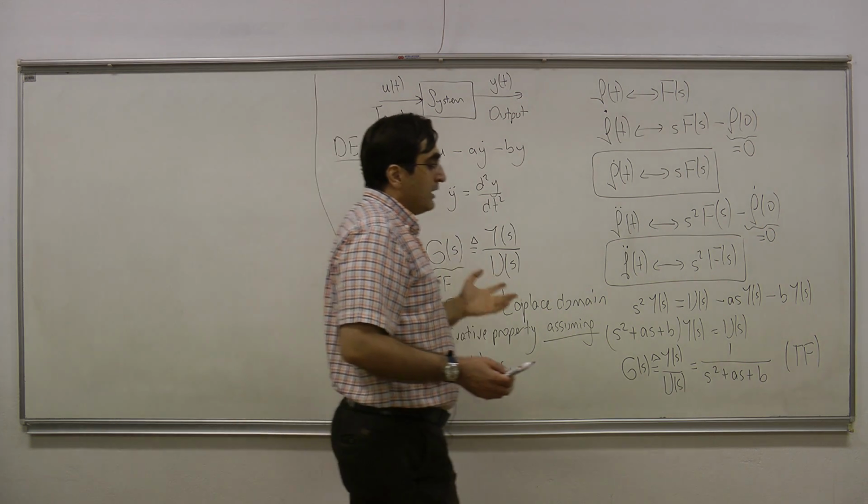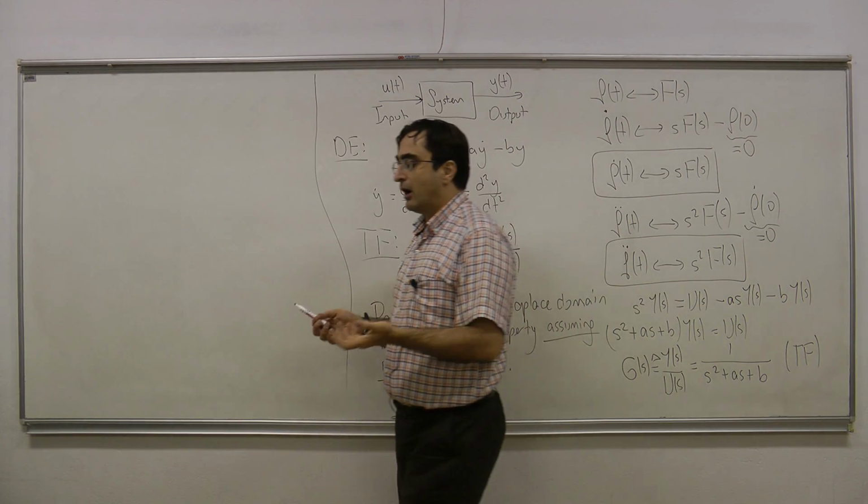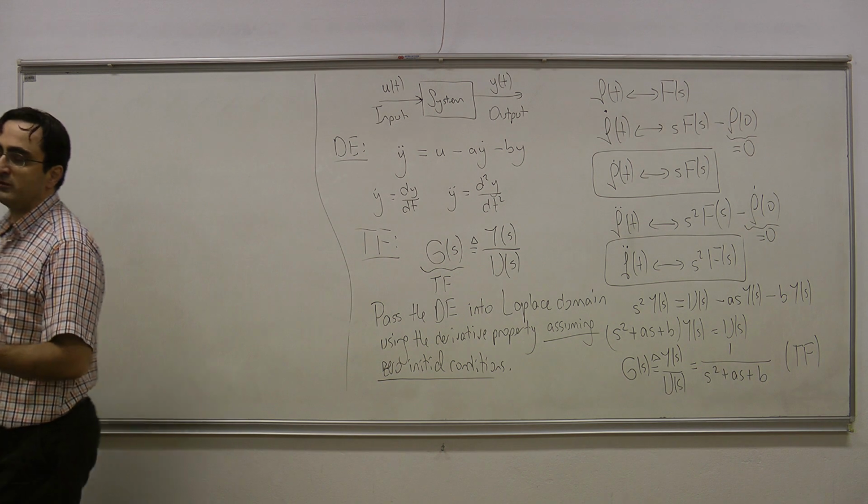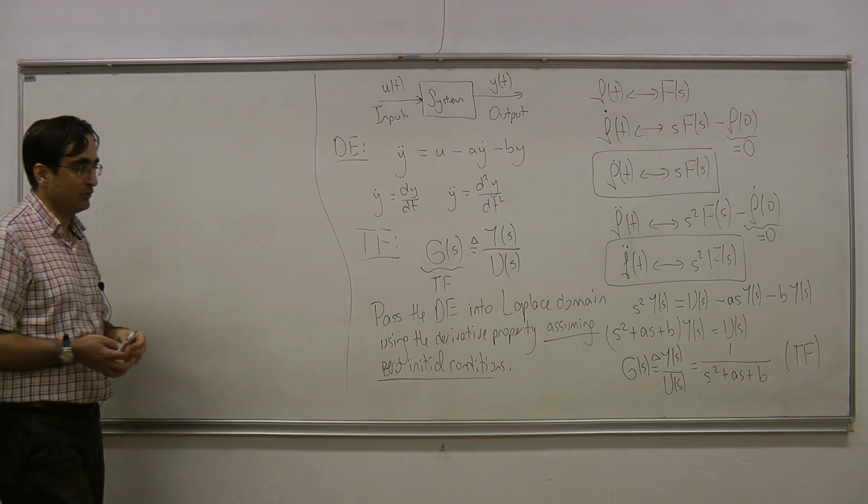So this is the differential equation representation of a second order system, because this is a second order differential equation. And how can I find out the order of a system from a transfer function?